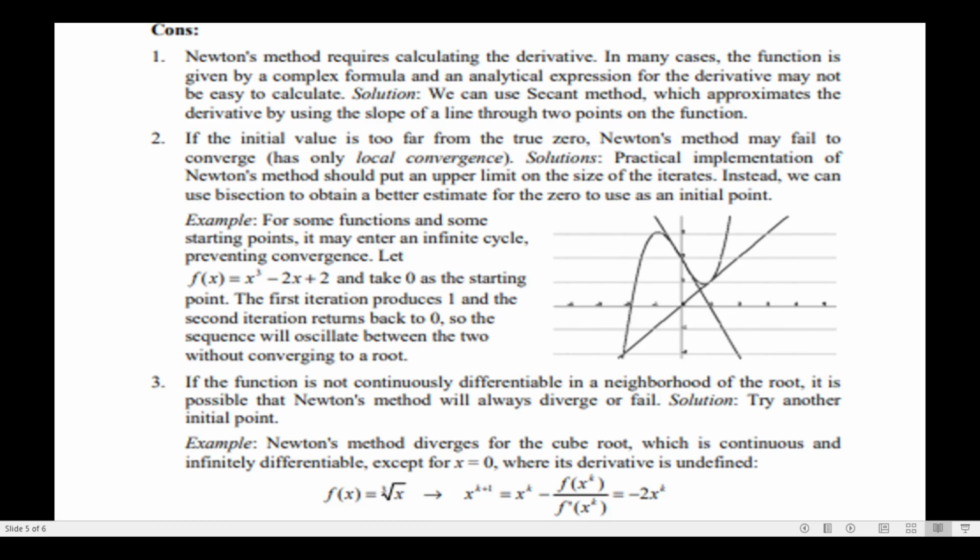For example, Newton's method diverges for the cube root, which is continuous and infinitely differentiable except for x equals 0, where its derivative is undefined. At x equals 0, the cube root's derivative is not defined.